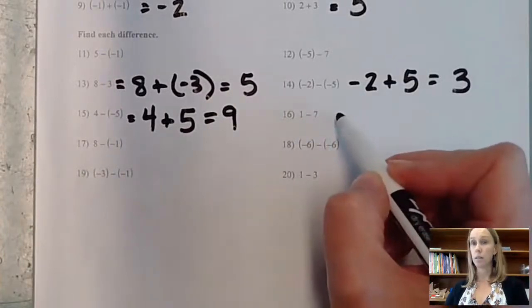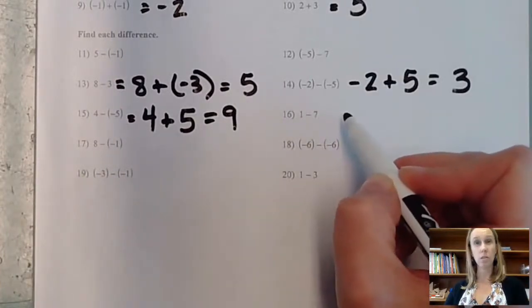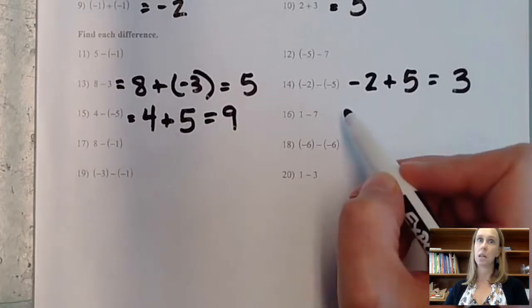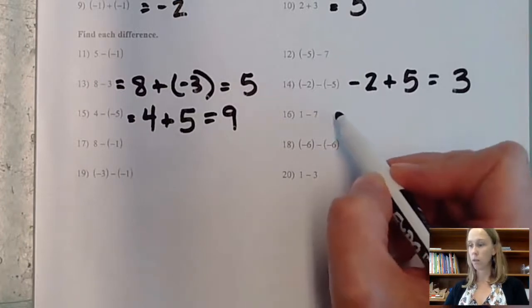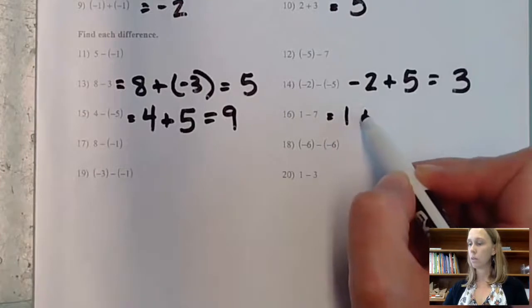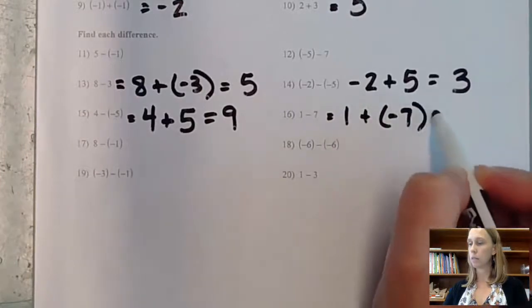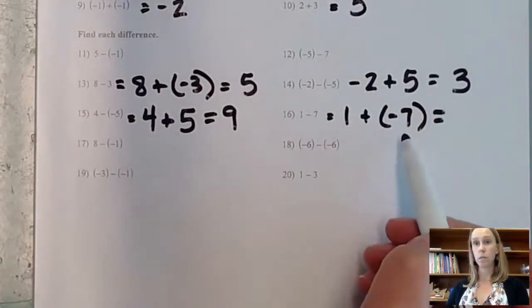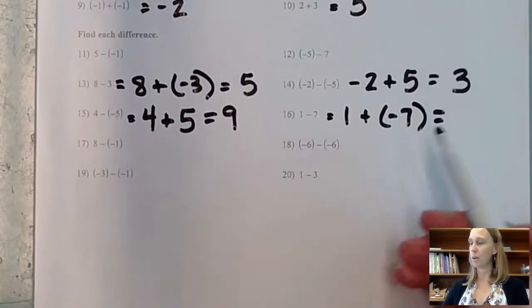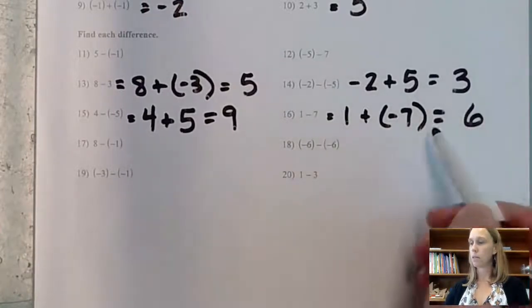Number 16, 1 minus 7. That one's an easy one to underline. I'm just going to count back 7. Or I can rewrite it, 1 plus negative 7. The signs are different. The difference between 7 and 1 is 6. 7 is greater, so the answer is negative.